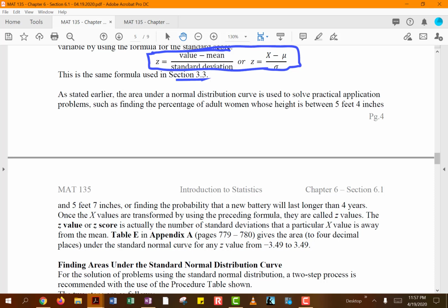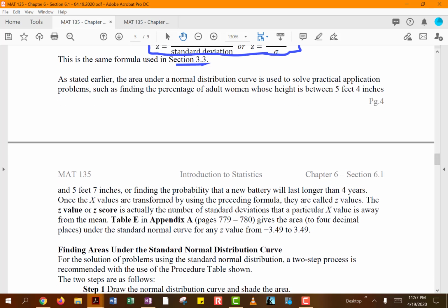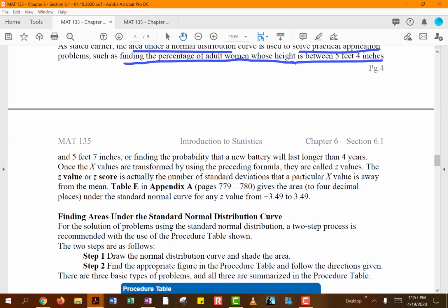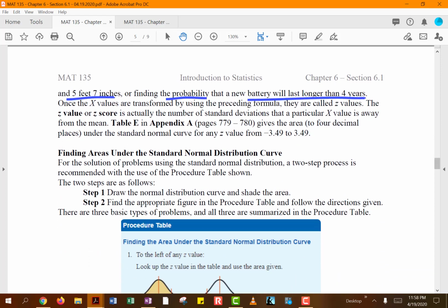Okay, so again we had talked about the area under the normal distribution being used to solve practical application problems, and we can talk about trying to find the percentage of adult women whose height is between 5 feet 4 inches and 5 feet 7 inches. So if you wanted to know what percentage of women will have a height between these two values, we could use the normal distribution curve for that. If you wanted to find the probability that a new battery will last longer than 4 years, again this is where we would bring in the normal distribution curve, right?